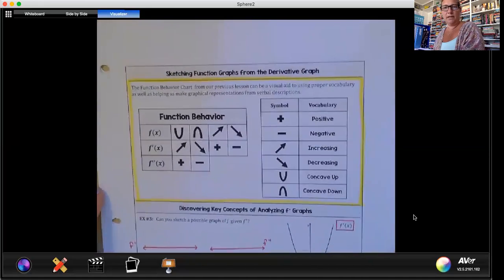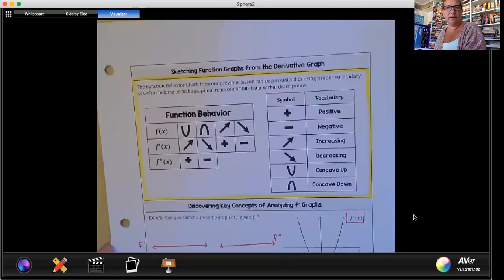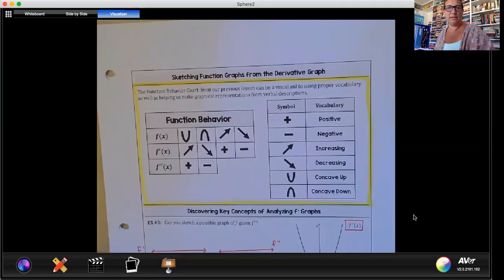The information that you see here is very, very important, so take just a minute and look over that. It is something from the last chapter. Take just a minute and pause your video and look. All right, and now we're going to take a look at example number 3.